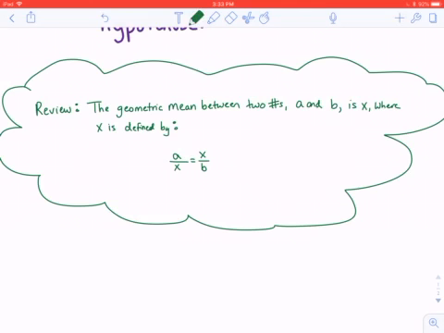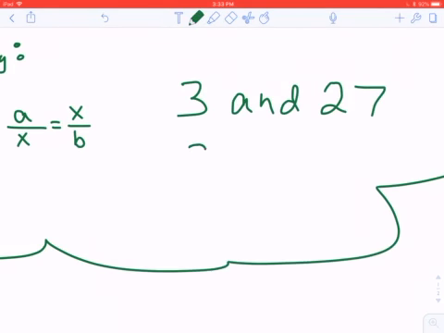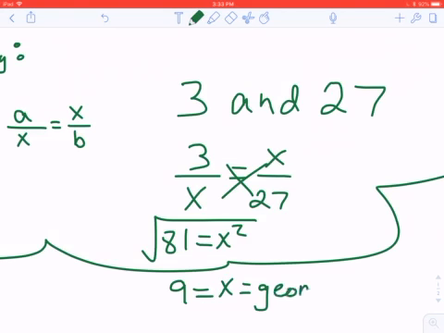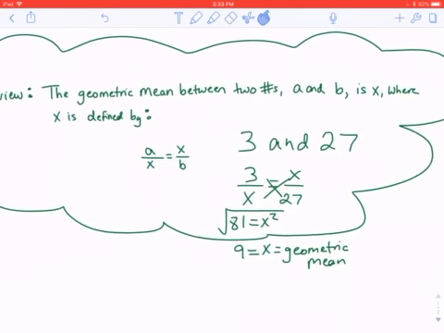For example, if I asked you to find the geometric mean between 3 and 27, we would do that by setting up our proportion: 3 over x is equal to x over 27, where the geometric mean is x. We cross multiply, and 3 times 27 is 81, so 81 is equal to x squared. Take the square root of all of that, and we get 9 is equal to x, which is the geometric mean. Okay, so that was all a review.